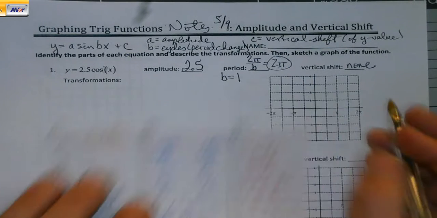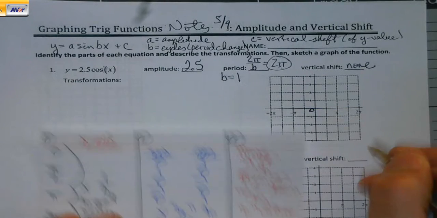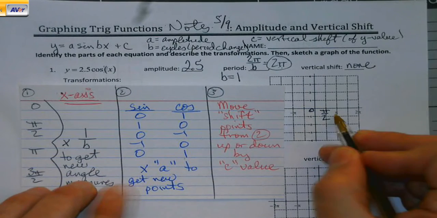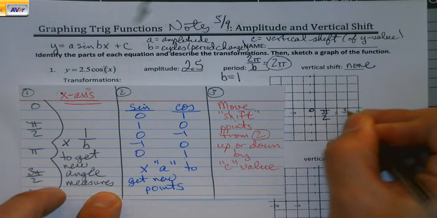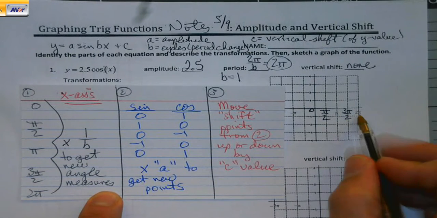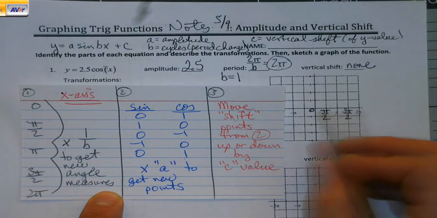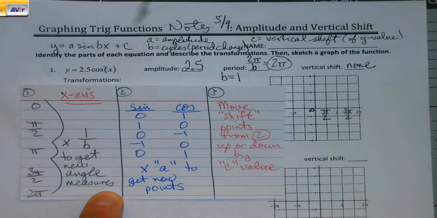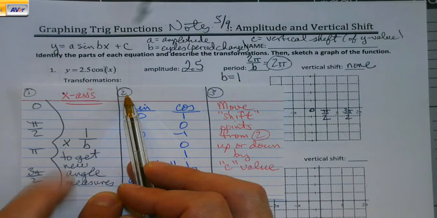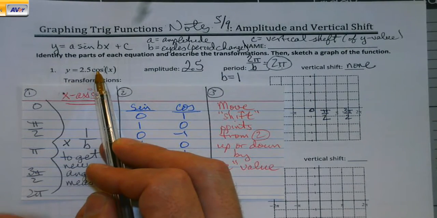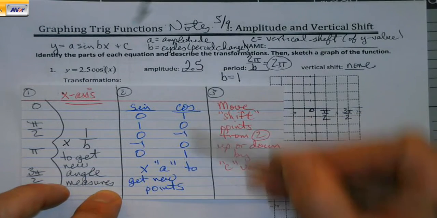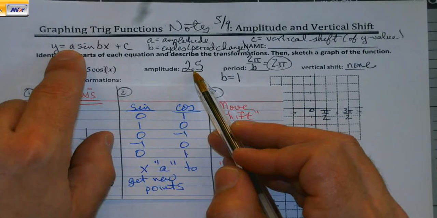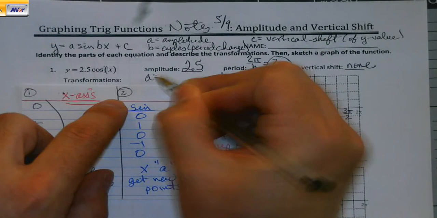So here, my 0, my pi over 2, there's my pi, here's my 3 pi over 2, and there's my 2 pi, okay? I've got my 5 points, right off of here, just like they have been. So then I look, okay, step 2. It's a cosine graph. Here's the values I'm using. But again, we're going to multiply them by our a value. Okay? My a value here was 2.5.